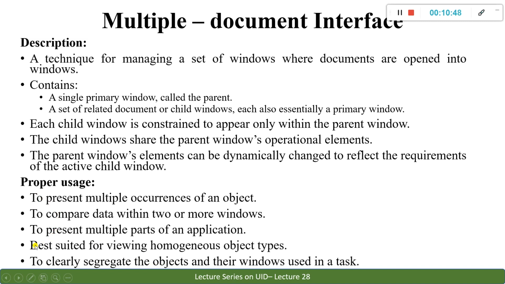Okay. Then next, it is best suited for viewing homogeneous types of objects. So if you want to group the objects into one single type, and there are other objects of other types, you want to group them and you can show them. So that is also possible. Next is to clearly segregate the objects and their windows used in a task. You can segregate them, that is differentiate them, and you can put them under use.